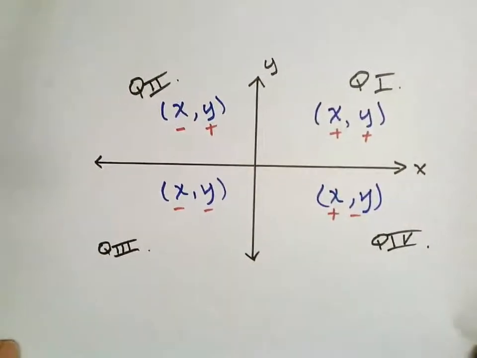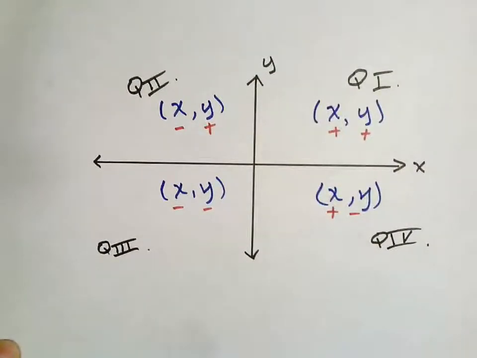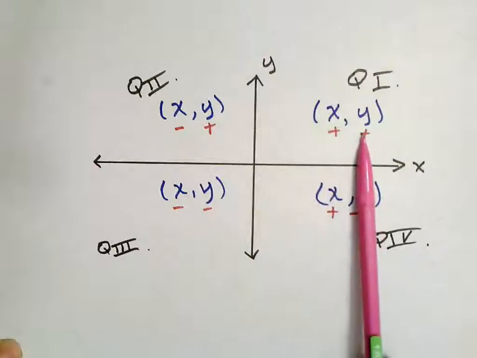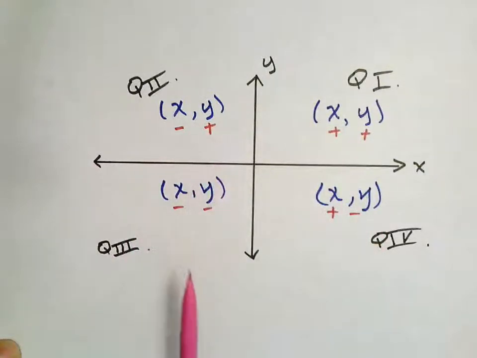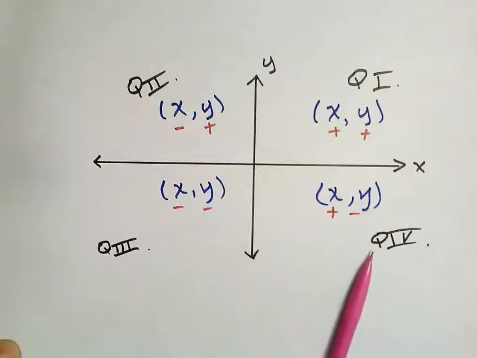Let's review just a little bit about our XY plane. In our first quadrant, remember both the X and the Y are positive. In the second quadrant, the X is negative and the Y is positive. In the third quadrant, both the X and the Y are negative. In the fourth quadrant, the X is positive and the Y is negative.